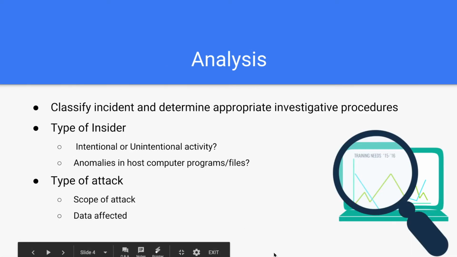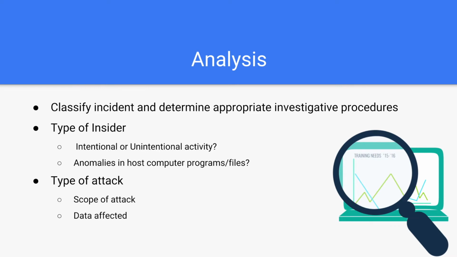Hey guys, Mark and I will be talking to you today about analysis and mitigation. Analysis is used to classify an incident and determine the appropriate investigative procedures to be followed. The two main things to look for in this stage are the type of insider and the type of attack. When analyzing the insider responsible, there are a few things to look for. The first question should be whether the attack was intentional or unintentional. This could help decide how we'll respond to the employee responsible.